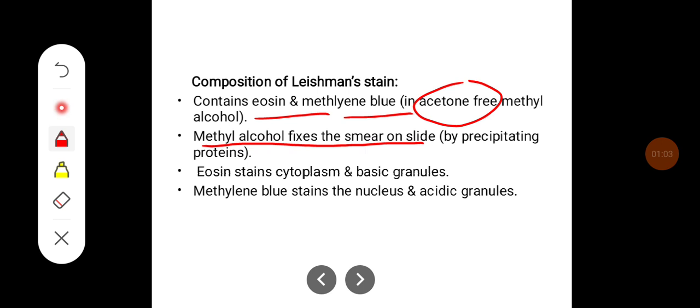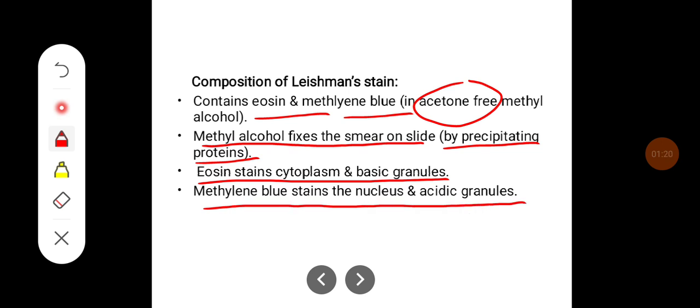The methyl alcohol precipitates the proteins which are present in the cells, and that precipitation attaches the cells to the smear. Eosin stains cytoplasm and basic granules, whereas methylene blue stains the nucleus and acidic granules. Eosin is an acidic dye and it is going to stain the basic granules, whereas methylene blue is a basic stain and it is going to stain the acidic part of the cell.